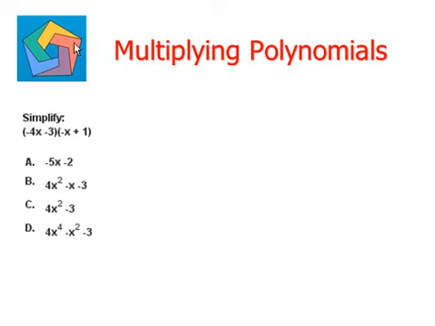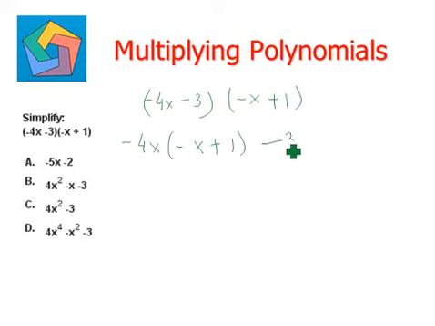Negative 4x minus 3 times negative x plus 1. So again the same rule: negative 4x times negative x plus 1, minus 3 times negative x plus 1. Now we apply the distributive property first to the first parentheses.